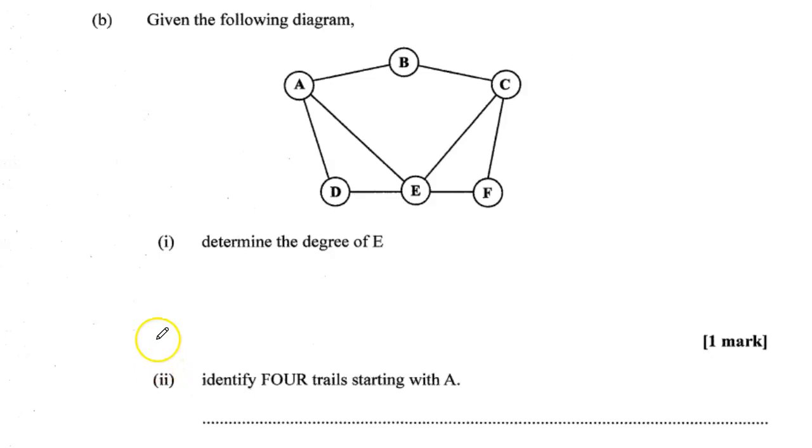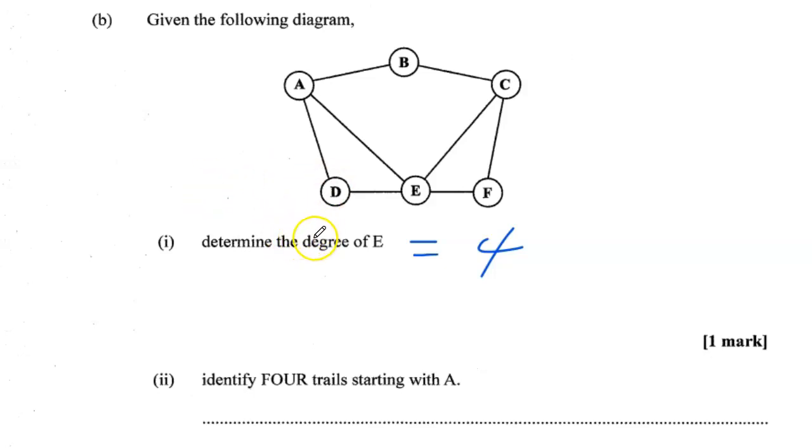Part B, determine the degree of E. So we have a graph there. The degree of E is the number of edges coming in or out of vertex E, and we have 4 of them. Identify 4 trails, starting with A. So what's a trail? A trail is simply a path.